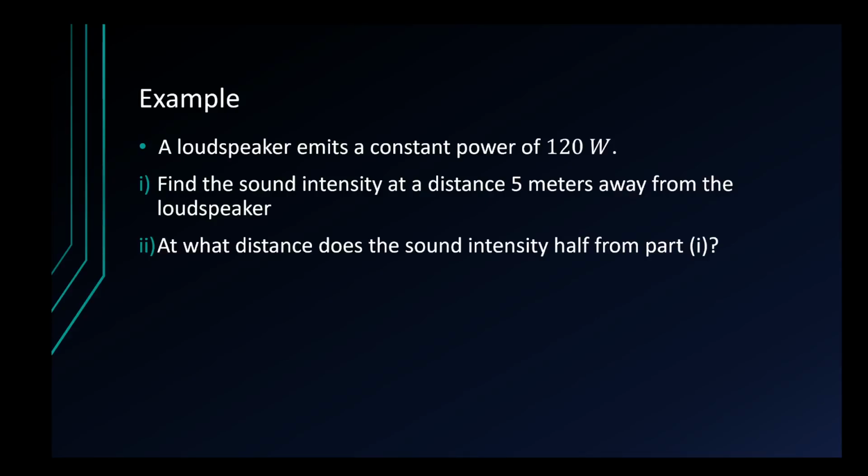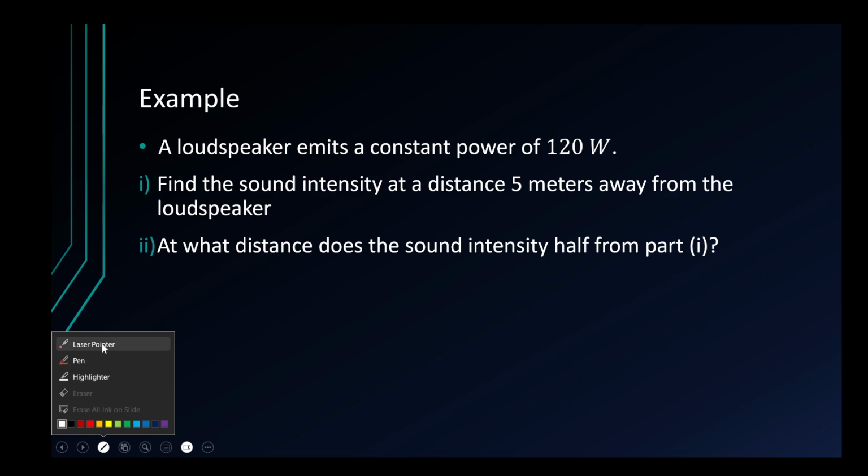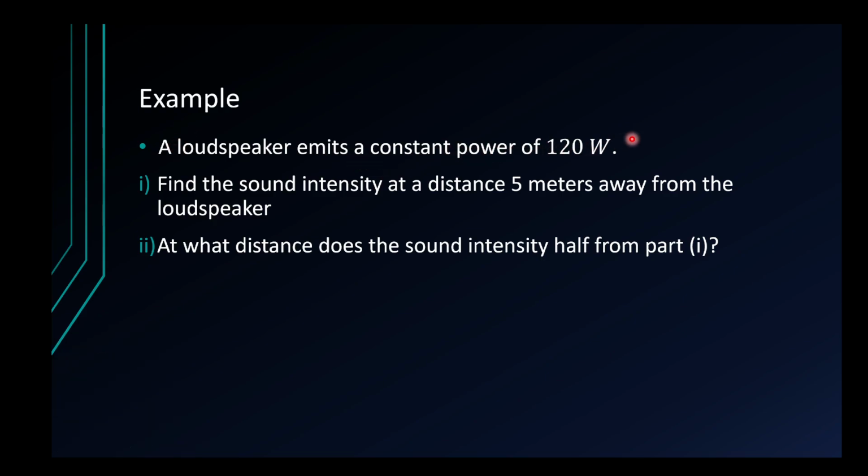Here is example number 1. A loudspeaker emits a constant power of 120 watts. Firstly, find the sound intensity at a distance of 5 meters away from the loudspeaker. And secondly, at what distance does the sound intensity half from part 1? So go ahead and try this problem, and then when you're ready you can come back for the solution.